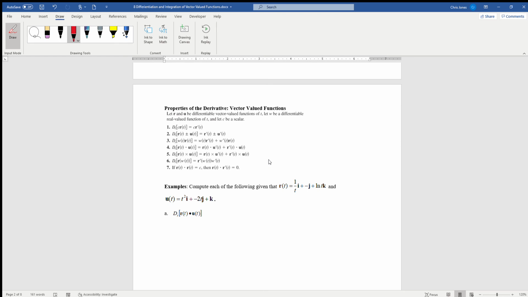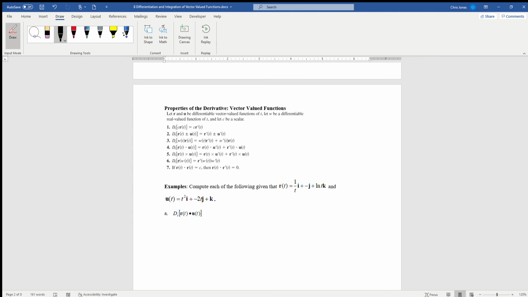When we're starting to take the derivative of sums, differences, dots, and crosses, that's where we're going to start utilizing some of these rules. Let's take a look at each of these, and none of them are going to be too surprising because they follow the regular rules of derivatives. For instance, if we take the derivative of a constant times a vector valued function, the constant just comes out front and we take the derivative. Derivatives of sums and differences are distributable, so the sum of the derivatives is the derivative of the sum.